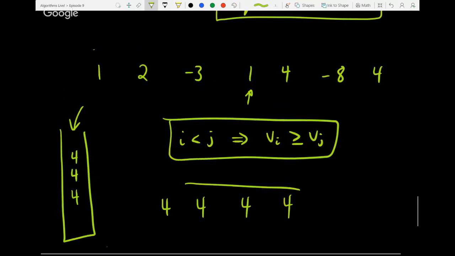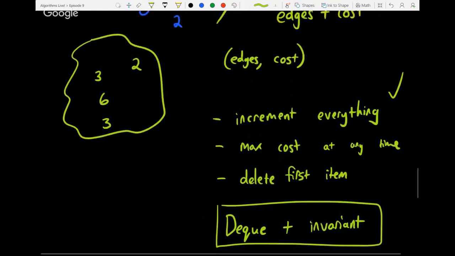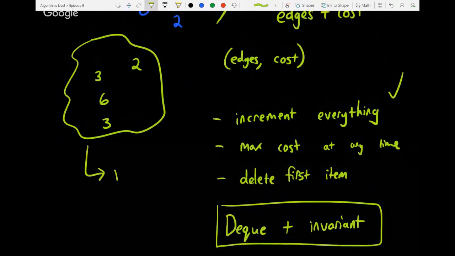So going back to this problem, what I can do is I can replace my bag with a maxq. And then I have the optimal data structure that solves this problem.